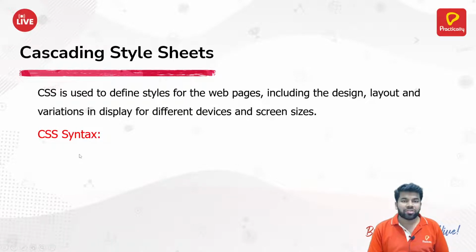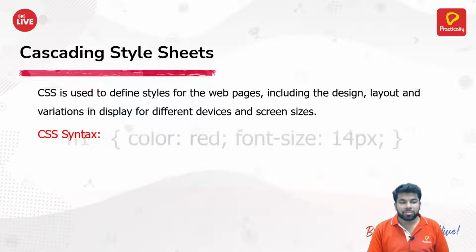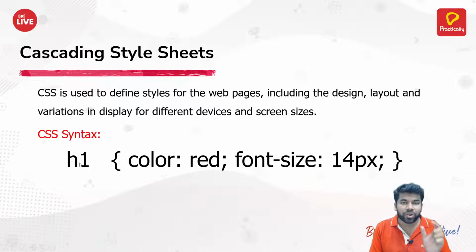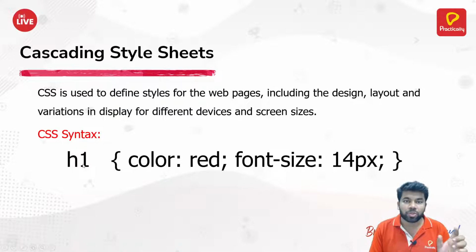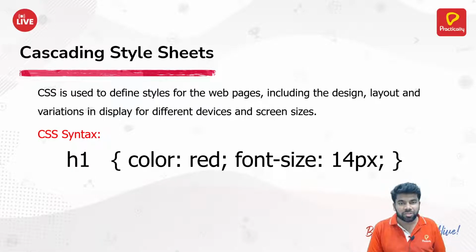So what is the CSS syntax? How can we write CSS syntax? The simple thing is, first we have to write the element name to which we want to give a style, whether it may be paragraph, audio, heading, image, video, div tag, any tag. First we have to write the element here. Then after that we can specify the properties, which contain properties and values.